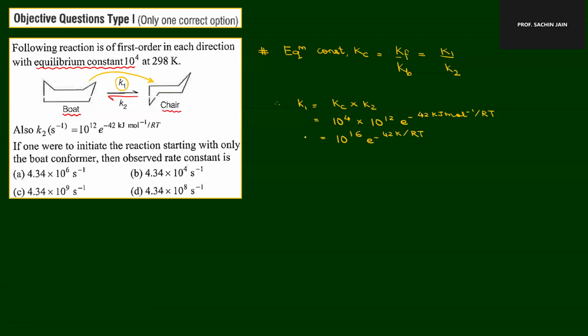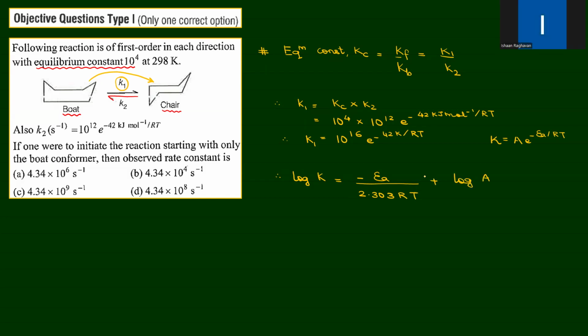Okay. Now, how do you solve this exponential equation? Take the log. If you remember, we have already converted the exponential equation k equal to A e raised to minus Ea by RT into a logarithm form. On the left-hand side, we had log of k equals minus Ea by 2.303 RT into 1 by T, plus log A. This is all to the base 10.